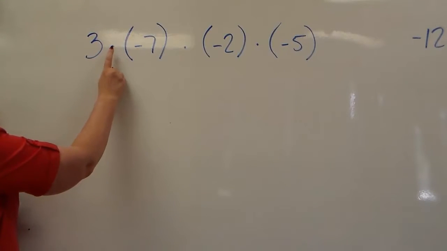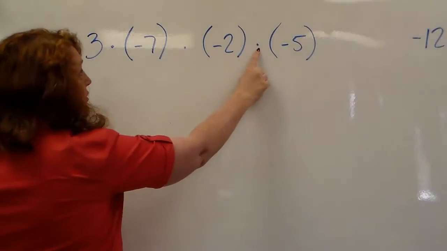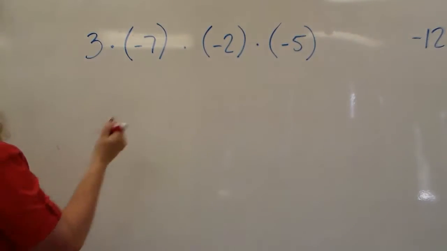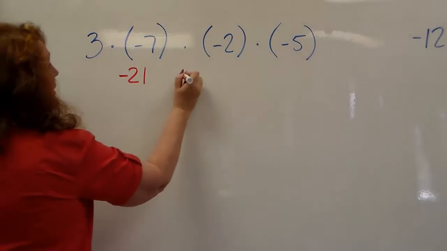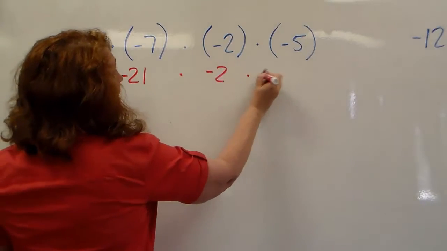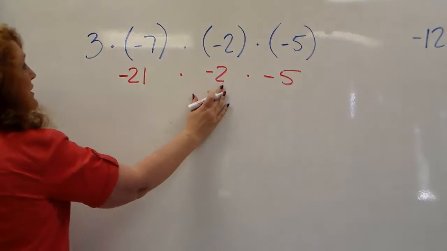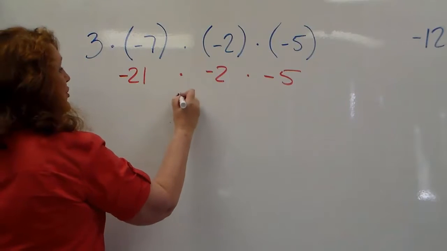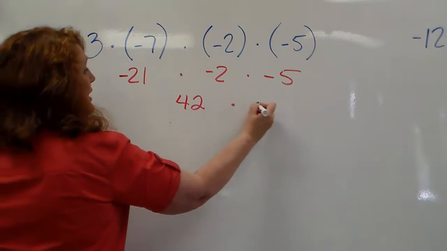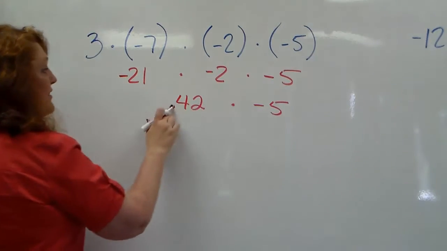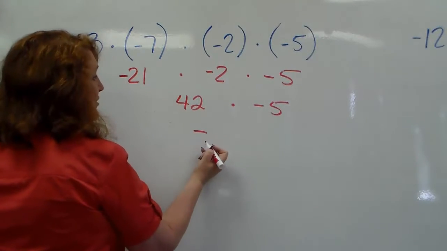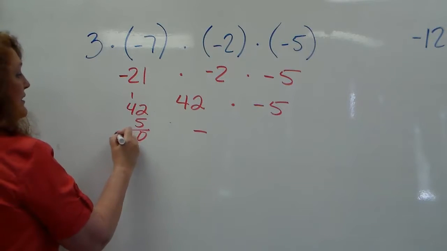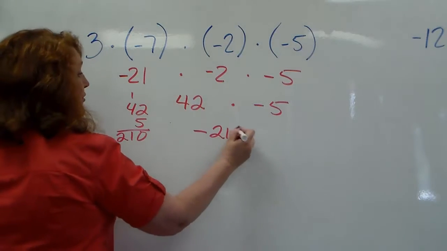So here I have a problem that says multiply, multiply, multiply. So I'm going to multiply these numbers straight across. 3 times negative 7 is negative 21, times negative 2, times negative 5. Negative 21 times negative 2, a negative times a negative is a positive. 21 times 2 is 42, times negative 5. A negative times a positive is going to be a negative. My answer is negative, and I've got to figure out what 42 times 5 is, and it's negative 210.